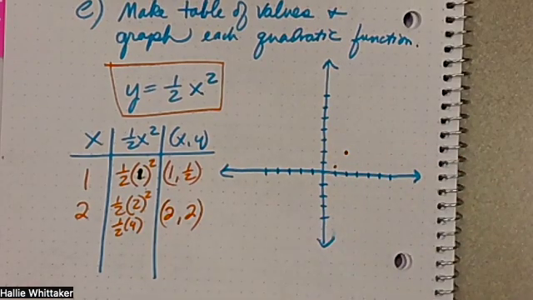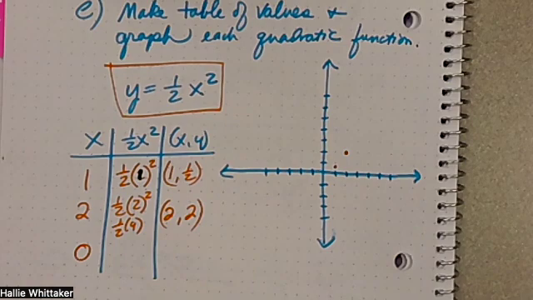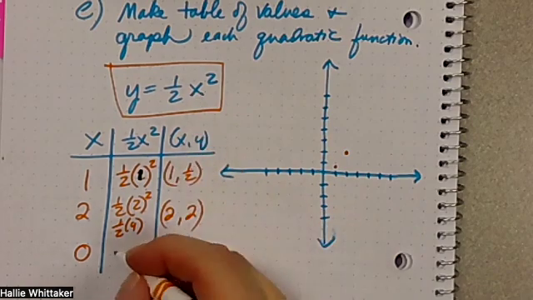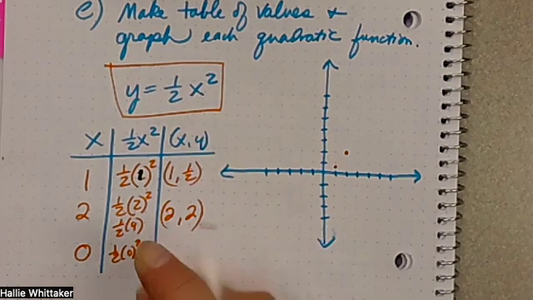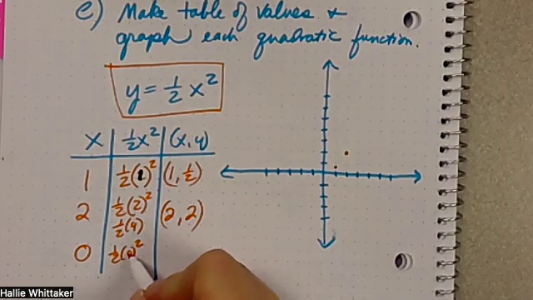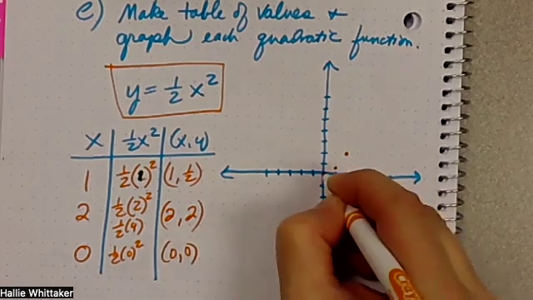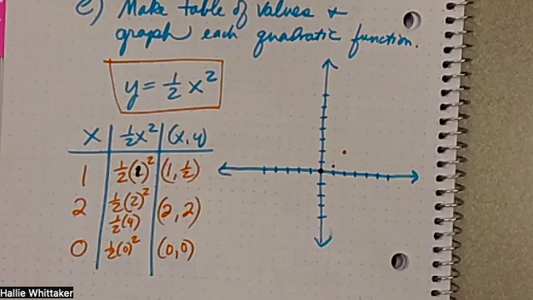I'll be honest, y'all, I always like to throw in a 0. So we're doing this Whitaker's recommendation, 0. So put 0 in for x, 1/2 times 0 squared. What's that going to be? 0. 0 squared is 0. 0 times 1/2 is 0. It's just all 0. So 0, 0. That's a lovely point.